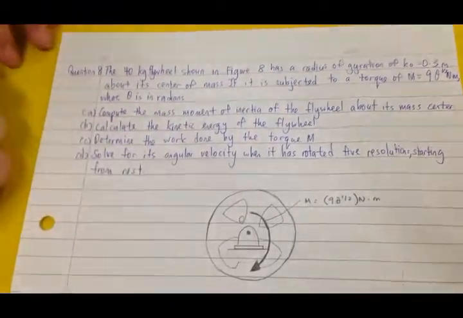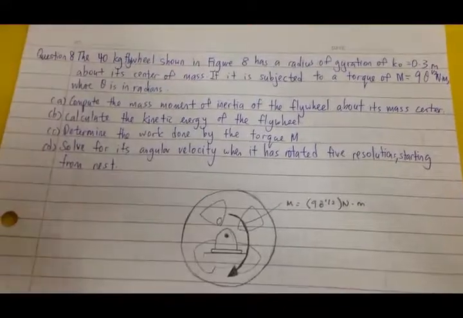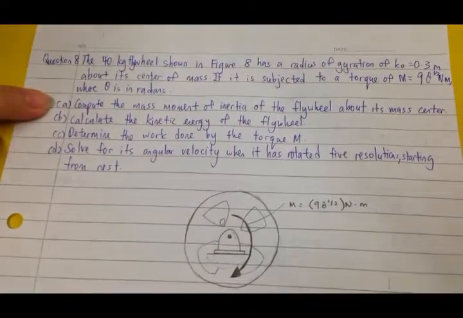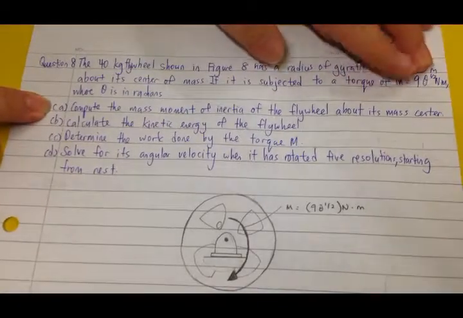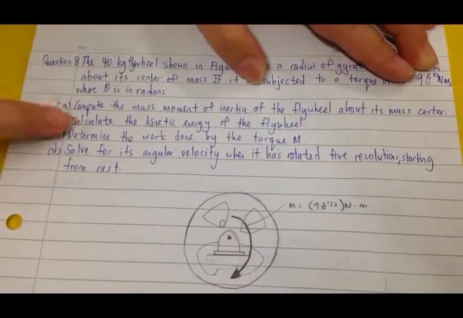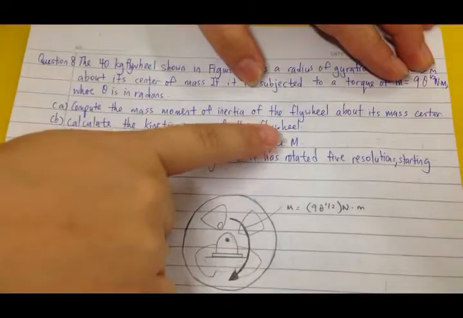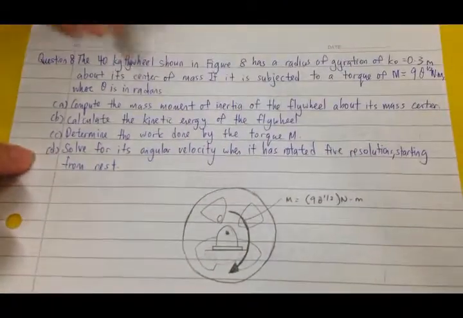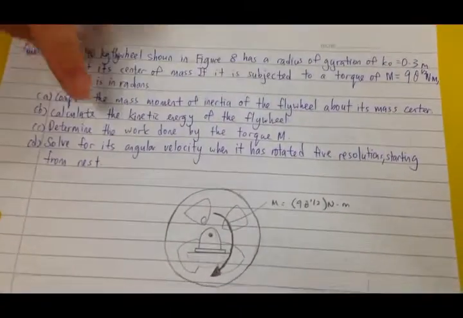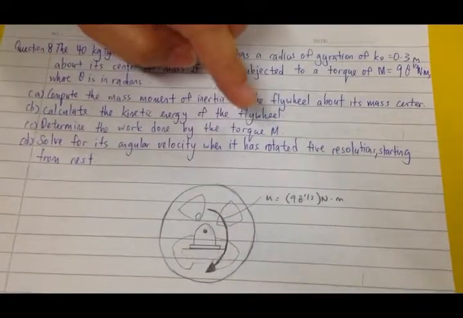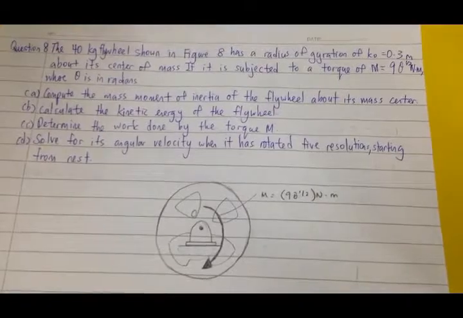So for this question, we need to do 4 parts. The first part is we need to find the mass moment of inertia of the flywheel about its mass center. Secondly, we need to calculate the kinetic energy of the flywheel, and then we need to determine the work done by the torque M. Lastly, we need to solve for its angular velocity when it has rotated 5 revolutions. So I will show the steps.